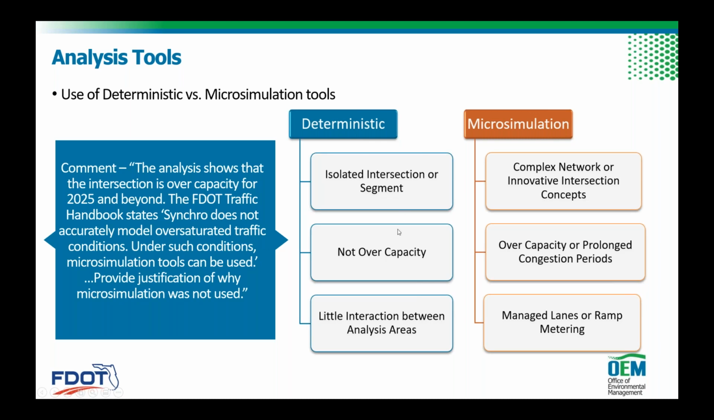So sometimes you may want to use Synchro. It could be really useful for isolated intersections when they're not over capacity or there is little interaction between analysis areas. Microsimulation might be more important for complex networks or these new innovative intersection concepts, for over capacity or prolonged congestion periods, or for managed lanes and ramp metering.